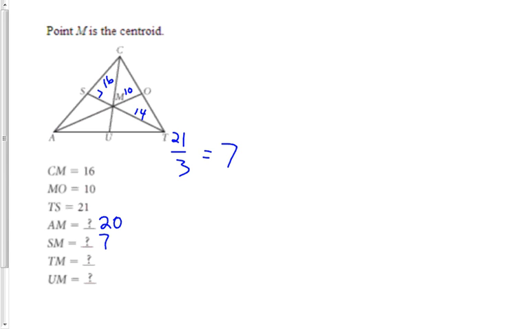Then we go on to TM. Well, we just found TM. TM is 14. And UM right here is going to be half of CM, so UM is 8. Right? So there's an example of how taking what we know about the centroid, we can apply it to a certain problem to solve.